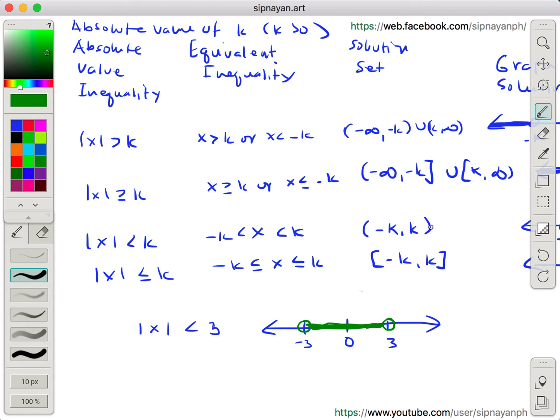Using the inequality sign, x is greater than negative 3 and x is less than 3. So this is its form: x is greater than negative k but less than k. In interval notation, it is from negative 3 up to 3, with parentheses because they are not included. And of course, this is the graph.